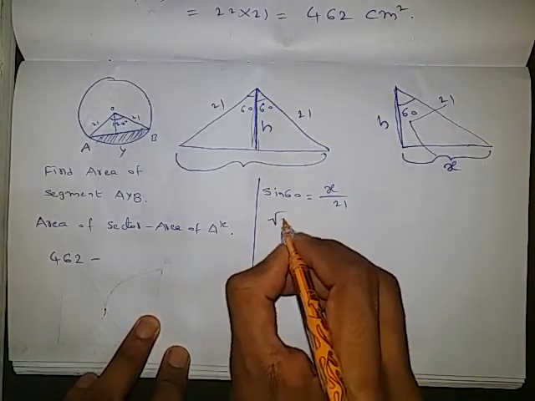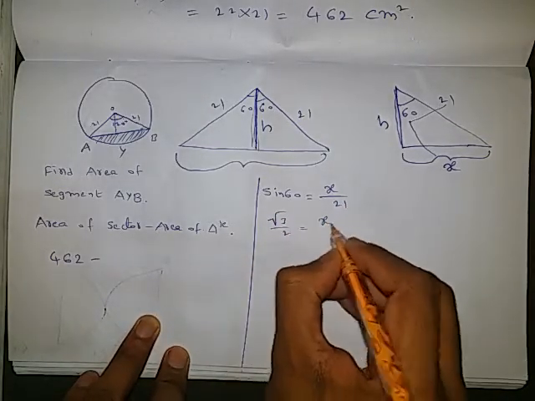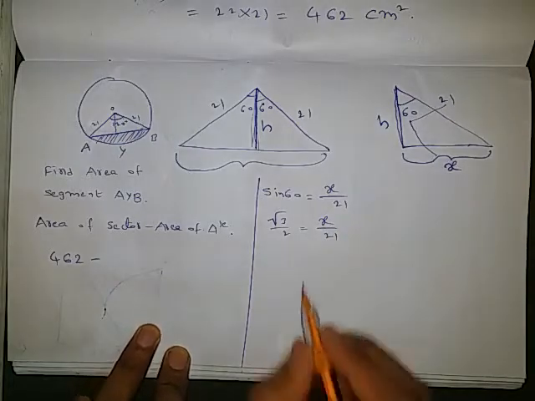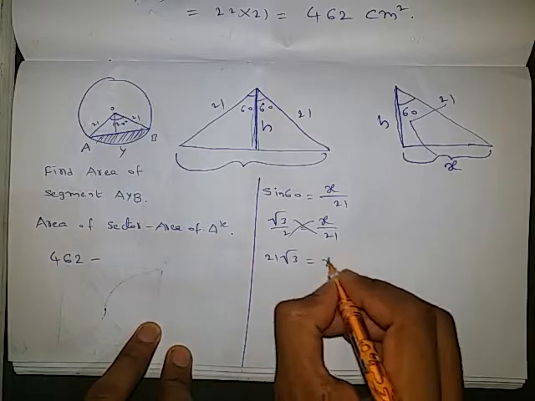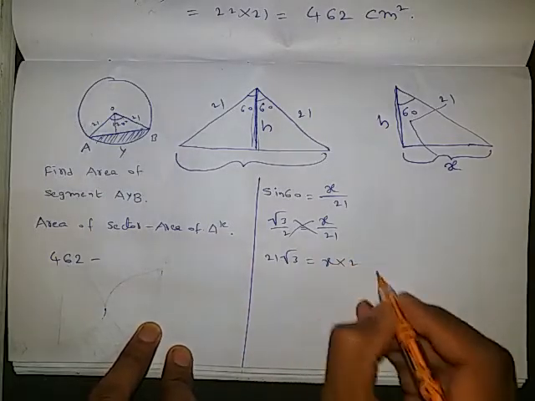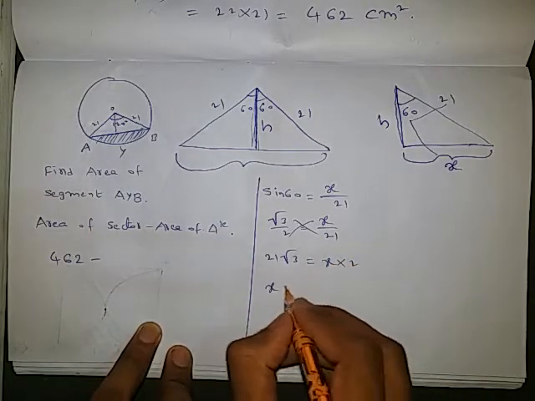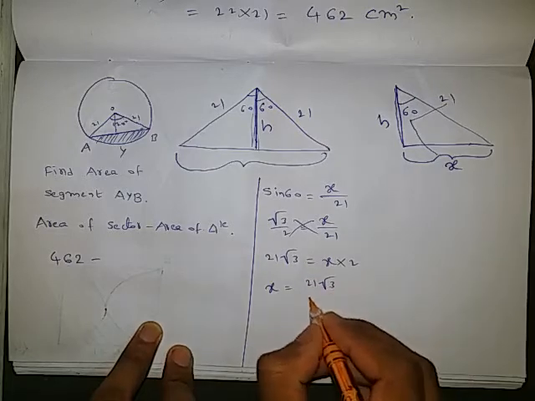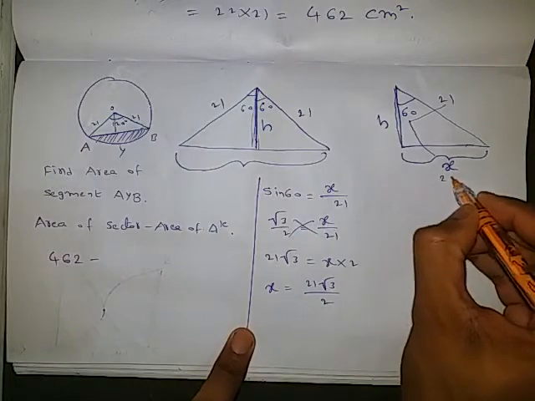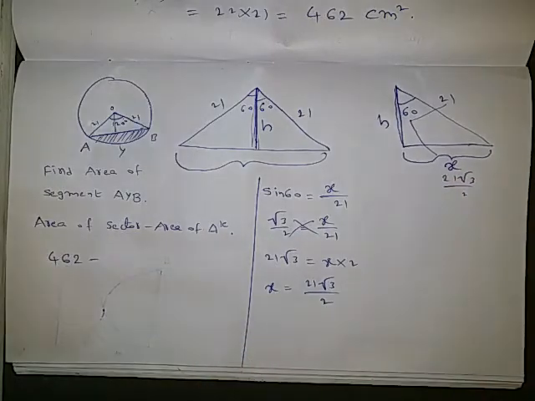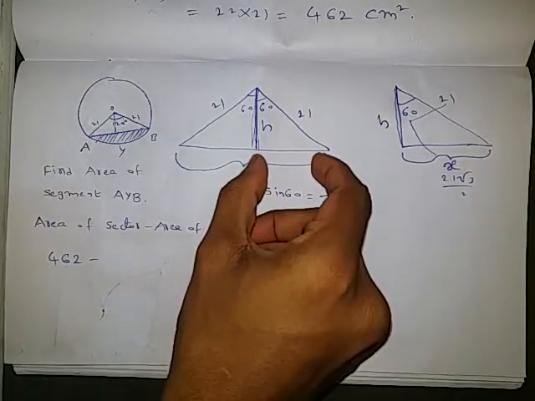Sine 60 is root 3 by 2, which is equal to x by 21. If I cross multiply we will get 21 root 3 is equal to x into 2. 2 also I will bring to this side, so x is equal to 21 root 3 divided by 2. Now this part is 21 root 3 by 2. It means exactly half of the base.